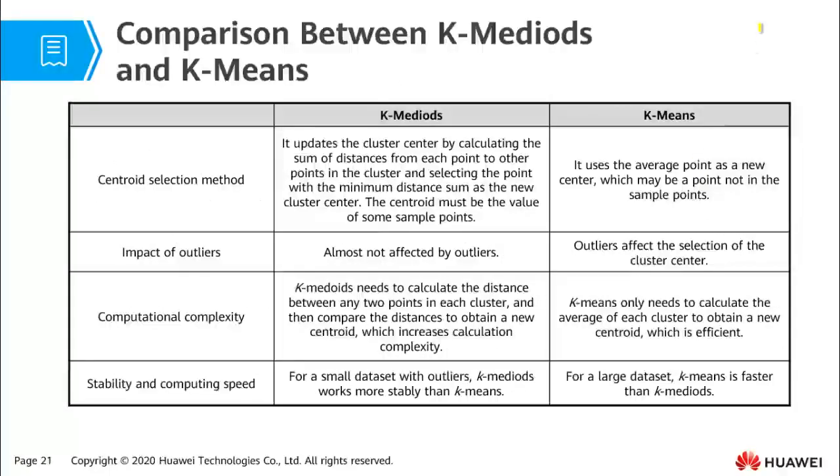Both k-medoids and k-means have obvious advantages and disadvantages. The k-medoids algorithm is not easily affected by outliers. However, this algorithm needs to calculate the distance between any 2 points in each cluster and then compare the distances to obtain a new centroid, which increases the calculation complexity. K-means only needs to calculate the average of each cluster to obtain a new centroid, which is efficient. For a large dataset, k-means is faster than k-medoids.